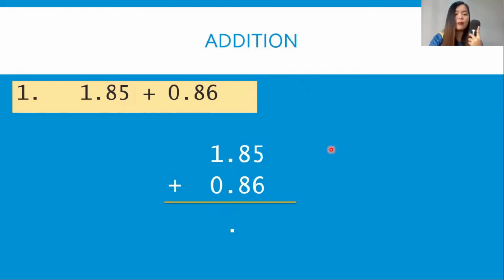1.85 plus 0.86, that's equal to... Unahin muna natin dito sa part na ito. Sa right. So 5 plus 6, we have 11. So write 1 there and then carry 1. Then 1 plus 8 plus 8, that's 17. Write 7 in here, then carry 1. 1 plus 1, you have 2.